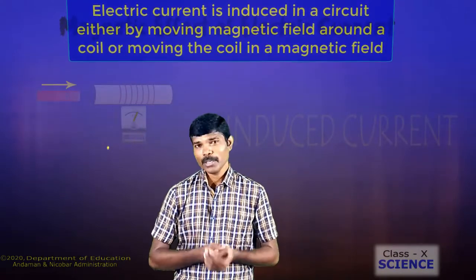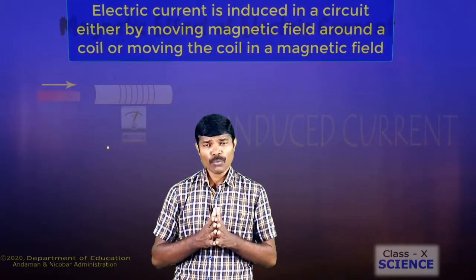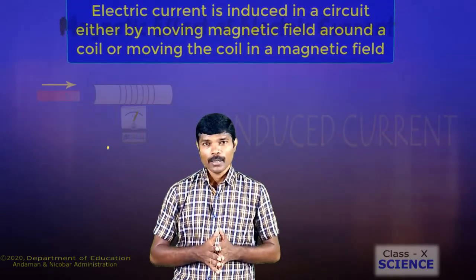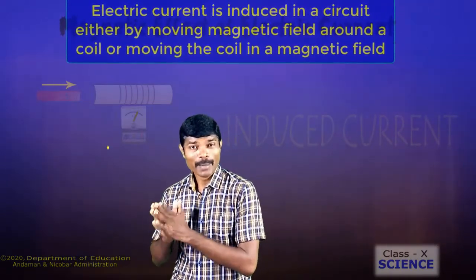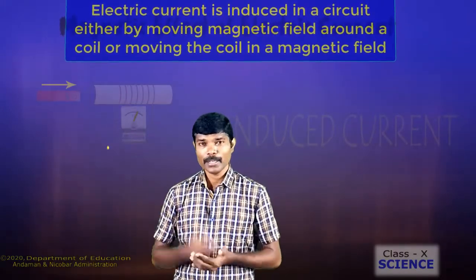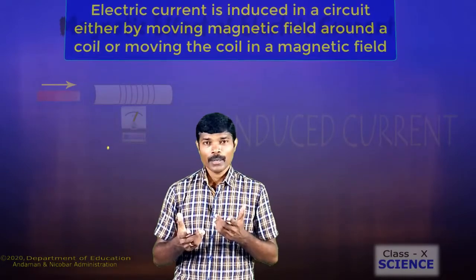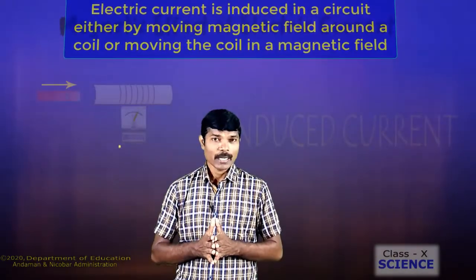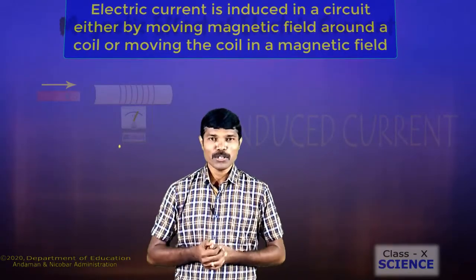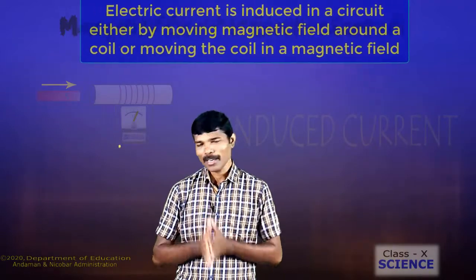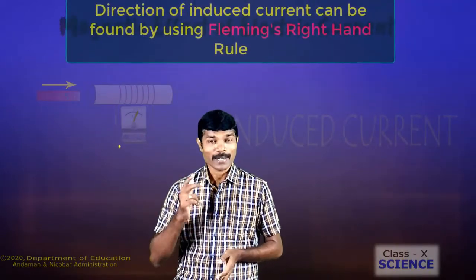When we talk about induced current, there are two ways by which induced current could be produced in an electric circuit. Either we have to move the magnet around a conductor, or we have to move the conductor inside the magnetic field. So in either way, induced current will be produced in the circuit. Now the question is, what will be the direction of induced current? To know the direction of induced current, we have another rule called Fleming's right hand rule.